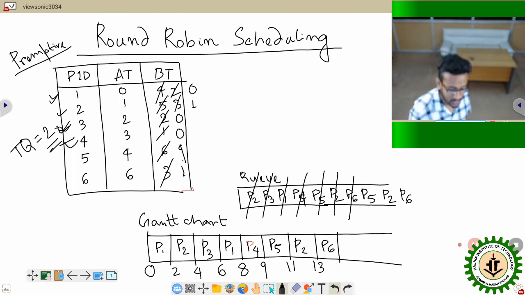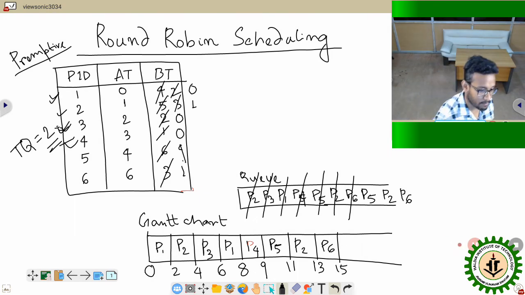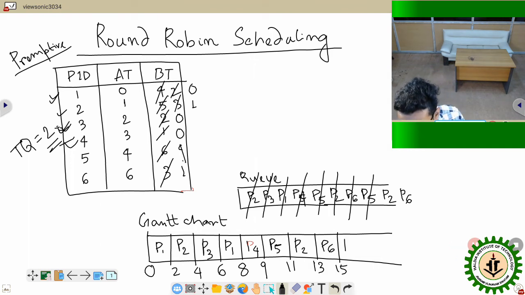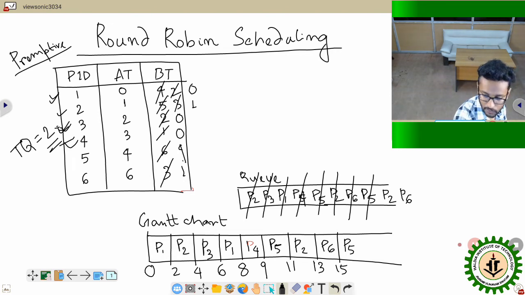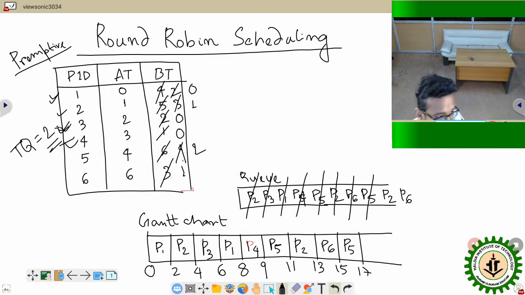Okay, now P5, how much required? P6 finished? No, P5, how much? P5 required only 4. Okay, so 15 plus 2 is basically 17. Okay, now I am subtracting it by 2. Now P2, I am removing P2 here, and P2 basically requires 1. So 17 plus 1 is 18.